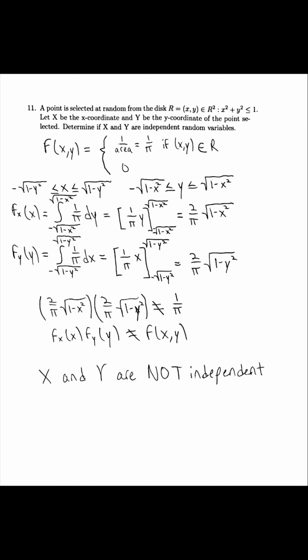So number 11 says a point is selected at random from the disk R equals xy in R2, x squared plus y squared is less than or equal to 1. Let x be the x coordinate and y be the y coordinate of the point selected. Determine if x and y are independent random variables.